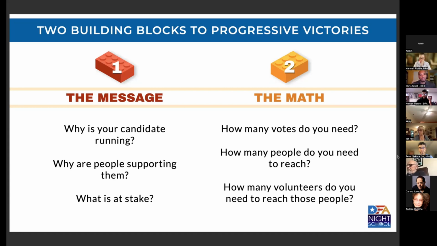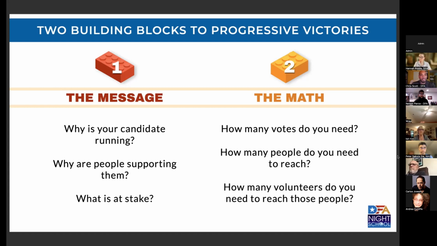And so to answer the question about how long we're going to be going, we're hoping we'll be presenting for between 45 minutes, maybe a little bit longer, and then we'll have time for question and answer at the end. So how do we as progressives win victories?